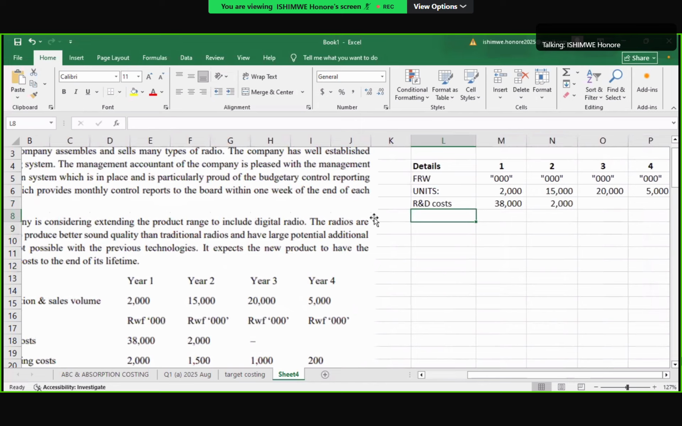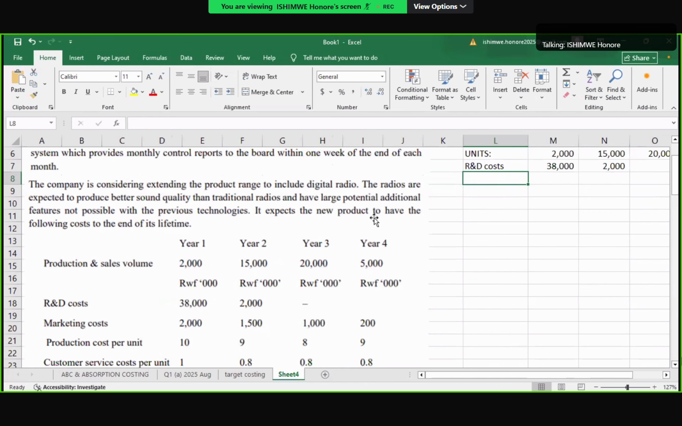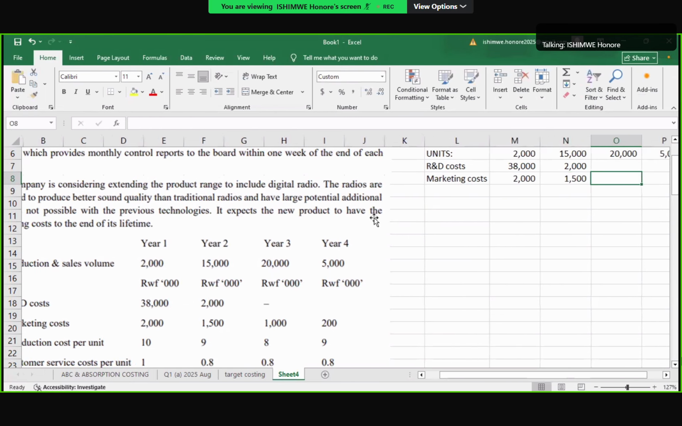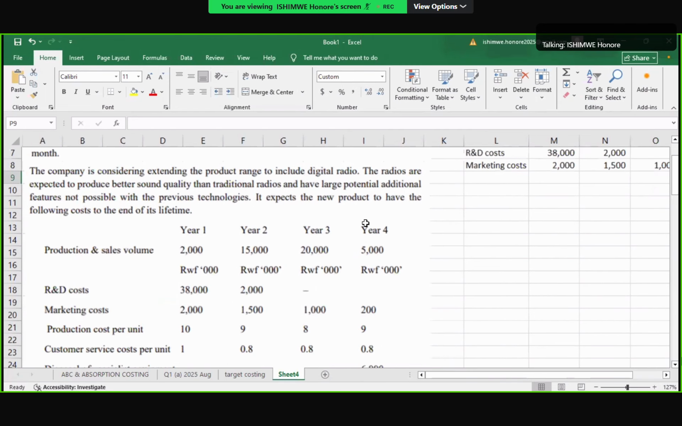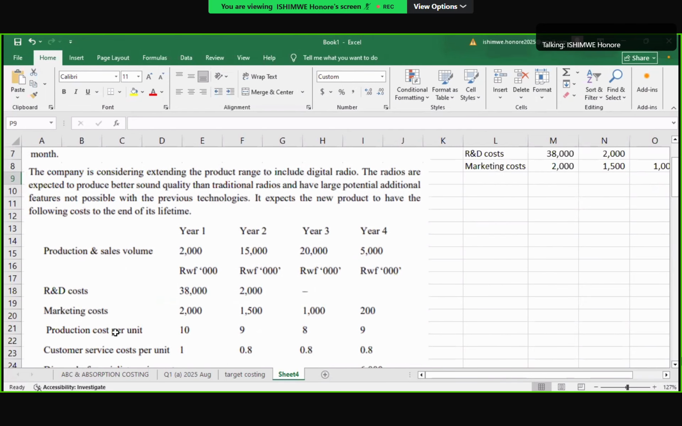That is research and development cost. So we go to marketing cost. Our marketing costs, you see, are 2,000, 1.5 thousand, 1,000, and 200. Now we have production cost per unit. If they say production cost per unit, we need only simple analysis.